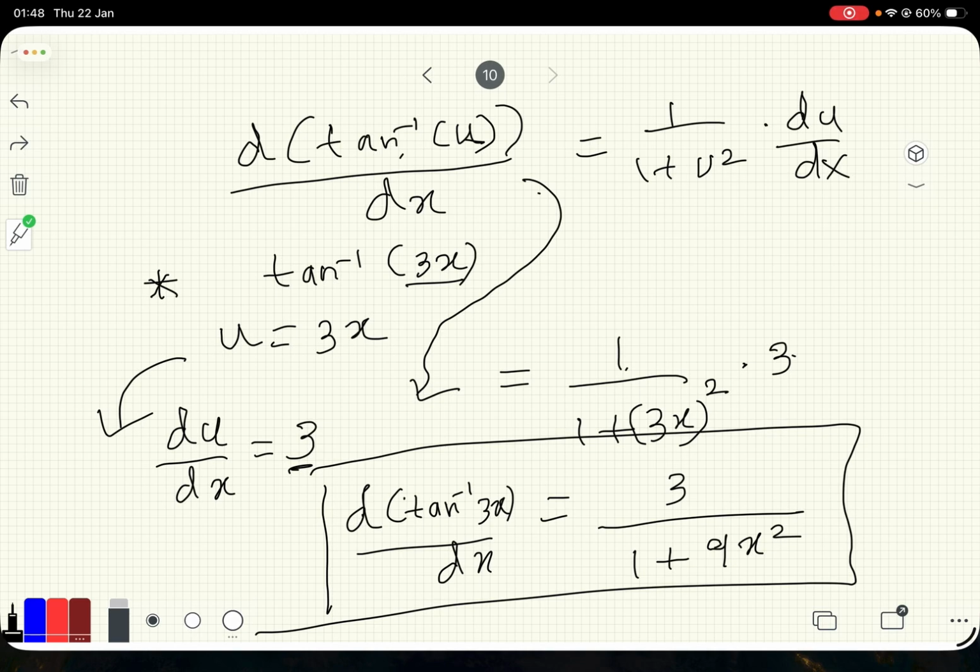So these derivative formulas and all, you should not memorize, you should understand. If you can understand these questions, they can be very, very simple.